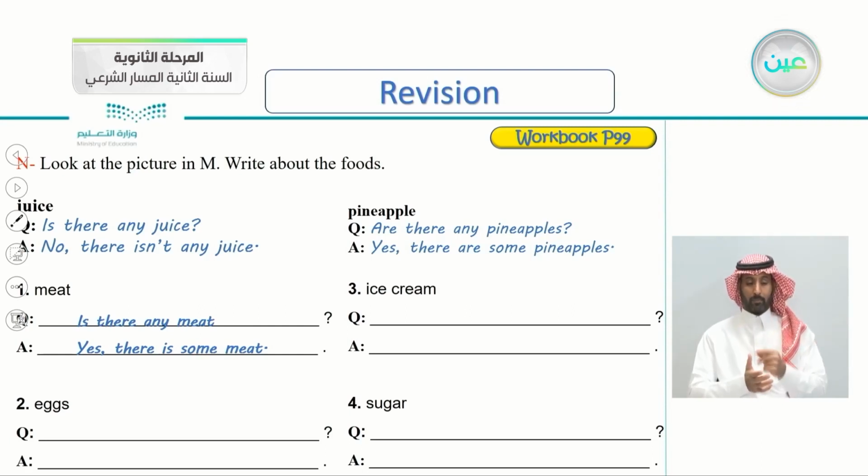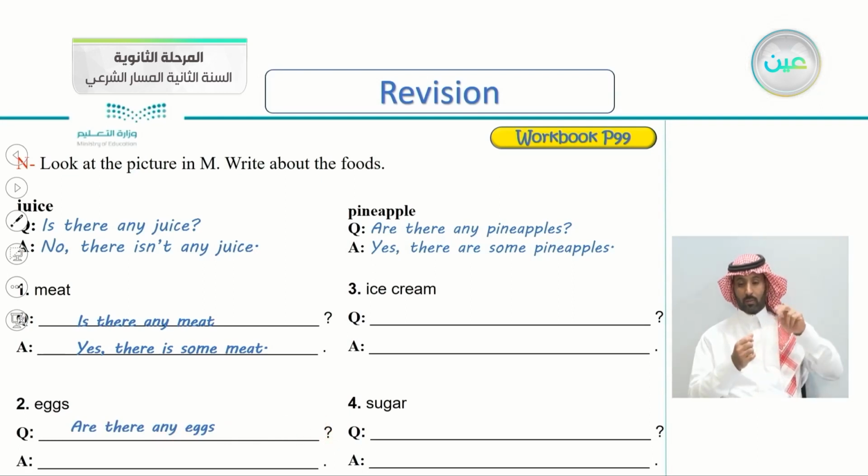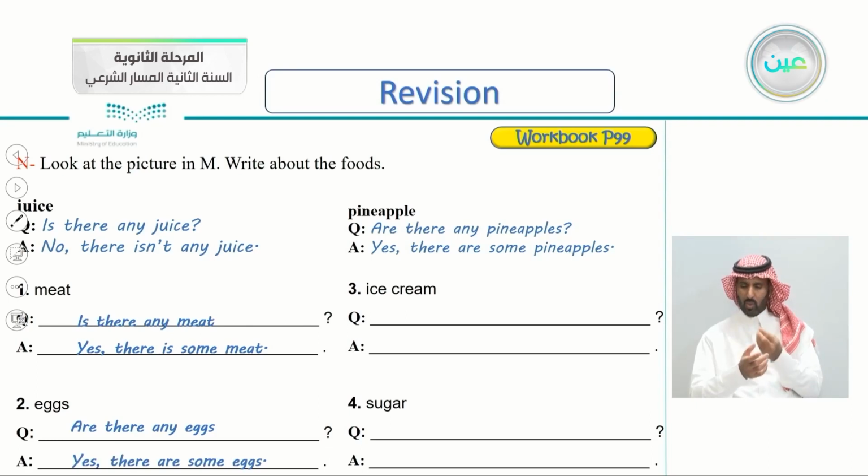Number 2, eggs. This is count. So do we say is or are? Very good. Are there any eggs? We used any because it is a question. Are there any eggs? Yes, there are some eggs.